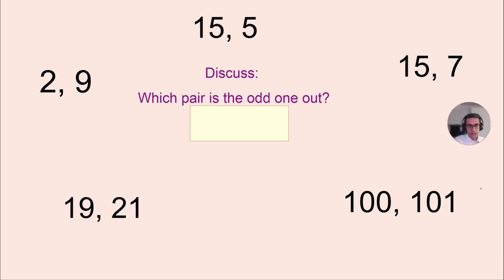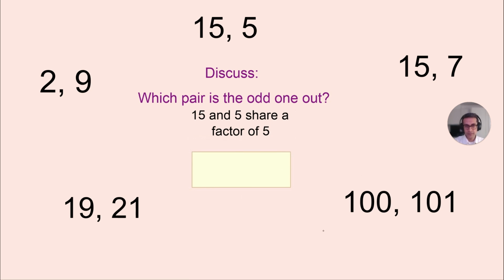Okay, have a think about which of these pairs is an odd one out. When you spot it, unpause the video. Okay, I'm going to show you the answer now. You may have noticed that these are coprime except for 5 and 15, which share a common factor of 5.